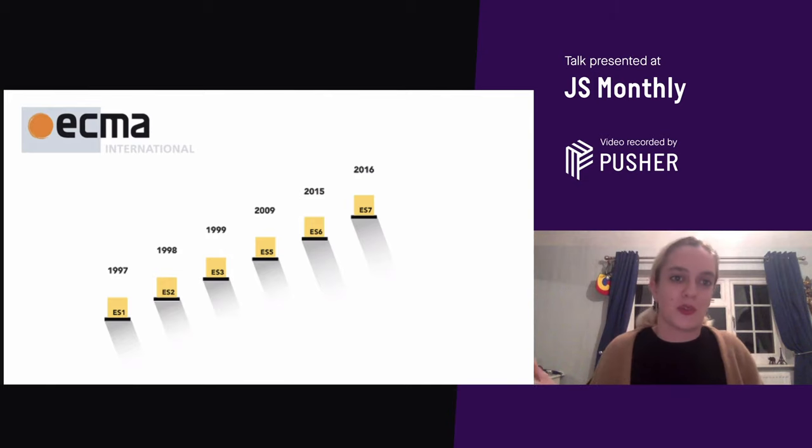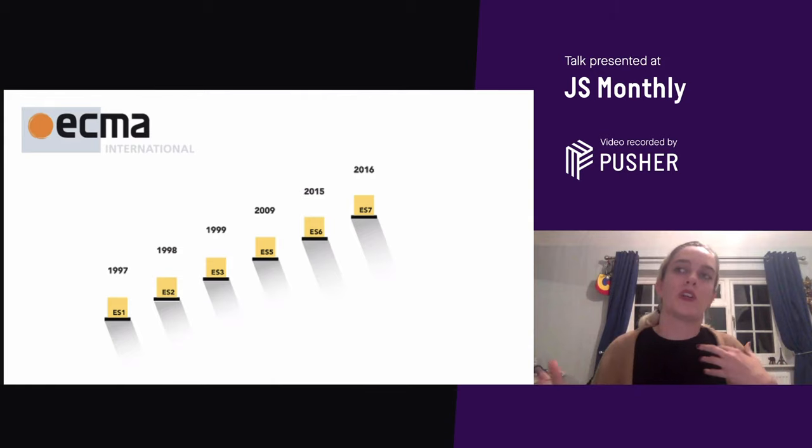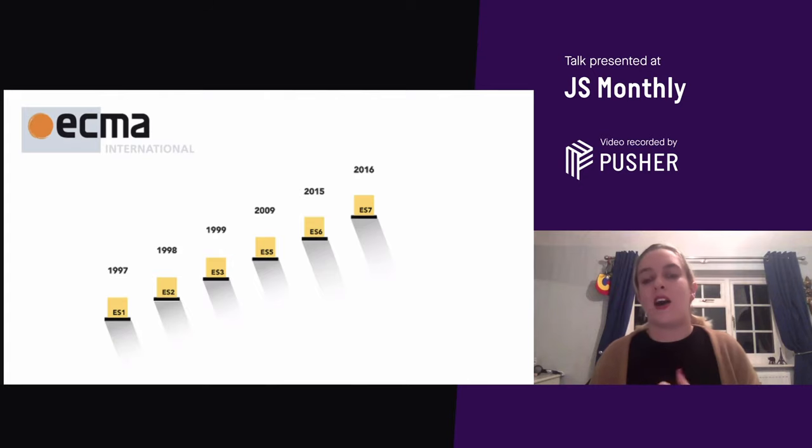So the reason it's called ECMAScript is that ECMA International is the international committee that decides what features are going to go into each version of JavaScript. The first standard for the language was published in 1997, and that was officially ES1. And then over the next decade or so, there were a few different releases, ES2, 3, 4, 5. And in 2009, ES5 came out.